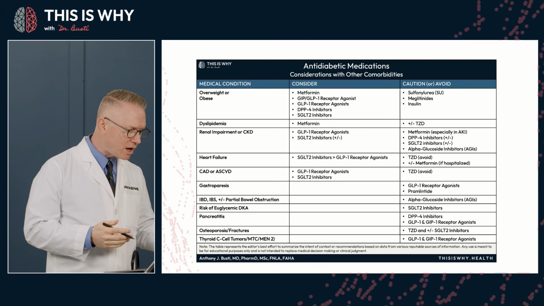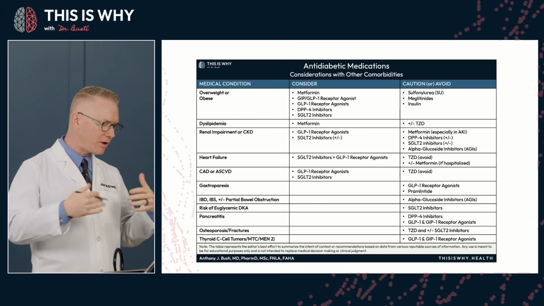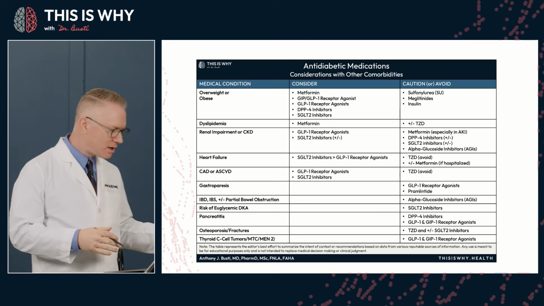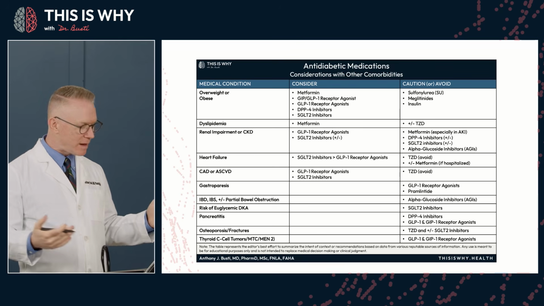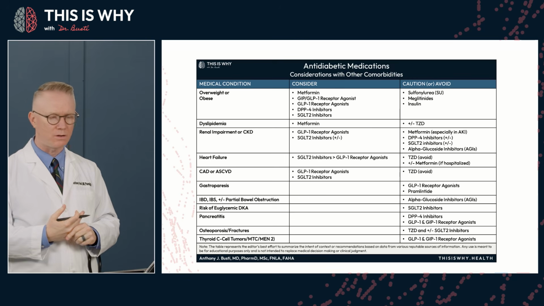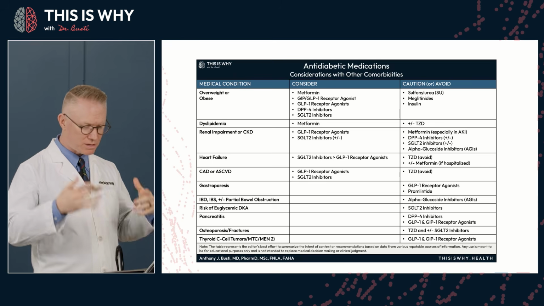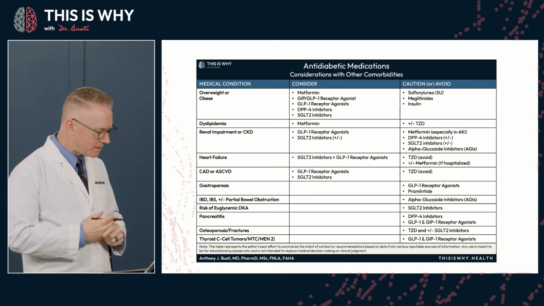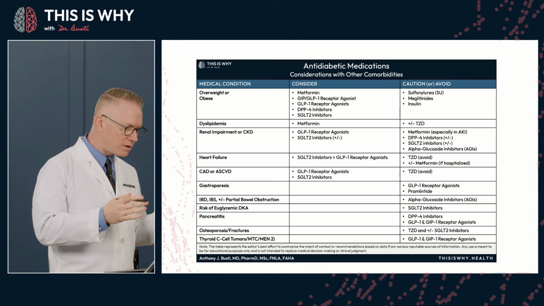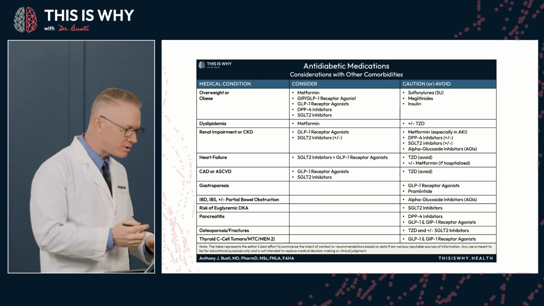All right, so on the first column on the left, you see the medical condition: obesity, overweight, dyslipidemia. Does the patient have CKD, heart failure, CAD, cardiovascular disease, gastroparesis, irritable bowel syndrome, pancreatitis, osteoporosis, and then down there is the cancer of the thyroid that's mainly affected by the incretins, the GLP-1 receptor agonists. Okay, when should we consider the use of SGLT2 inhibitors in these comorbidities?